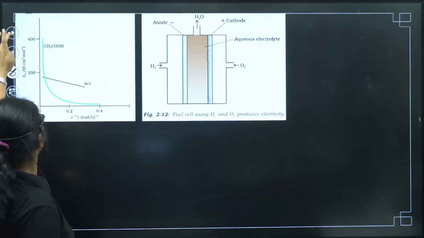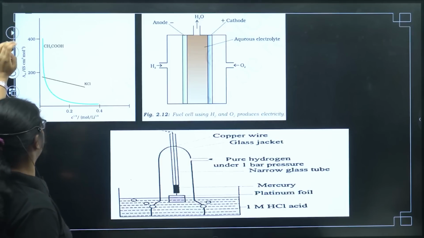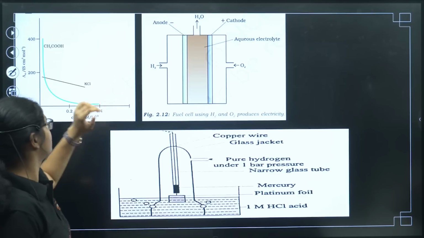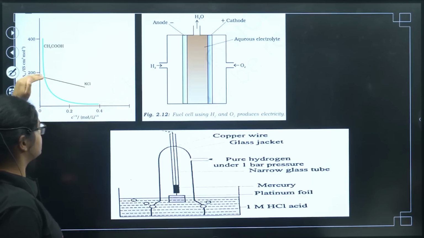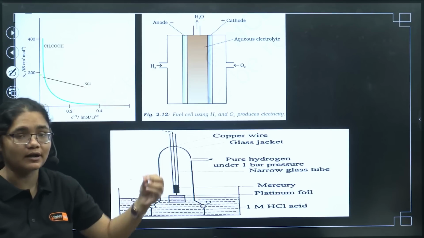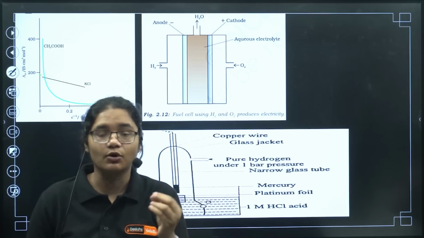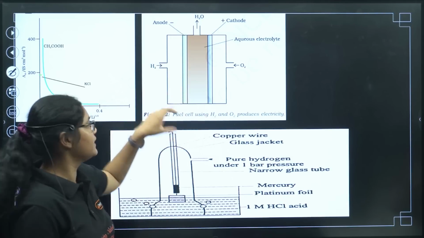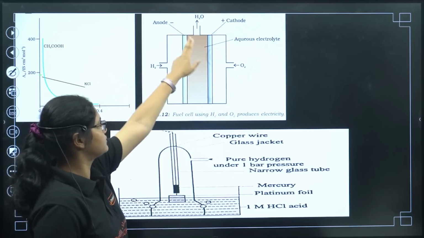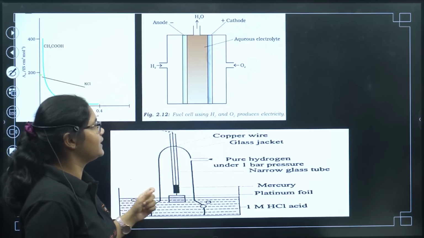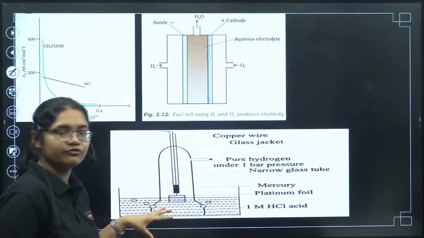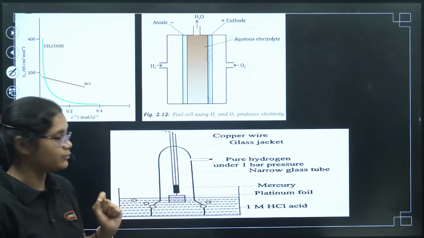Next we have, yes, you should know that for a strong electrolyte the increase in molar conductivity on dilution is less, and for a weak electrolyte the increase will be more. Then you should know that in a hydrogen fuel cell the anode is hydrogen, the cathode is oxygen, and the electrolyte taken is generally aqueous NaOH. And here this is the setup of pure hydrogen SHE, its electrode potential is 0 volt.